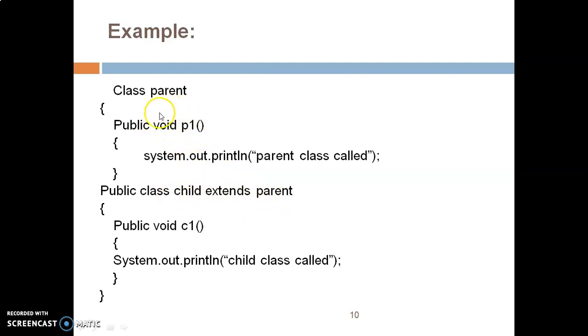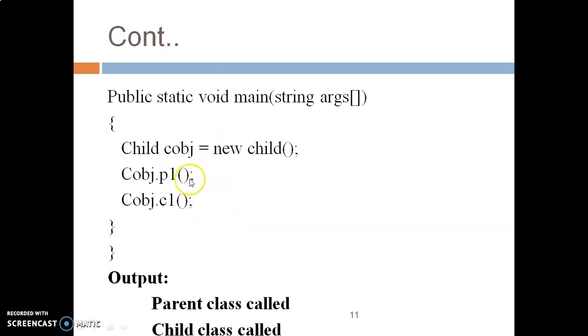Here you have created a function P1, and similarly we have created another function in the child class, that is C1. Here we created the P1 function in the superclass, and in the child class we created C1. And how are we creating the object? We created an object of the child class, here, by using the new unary operator.